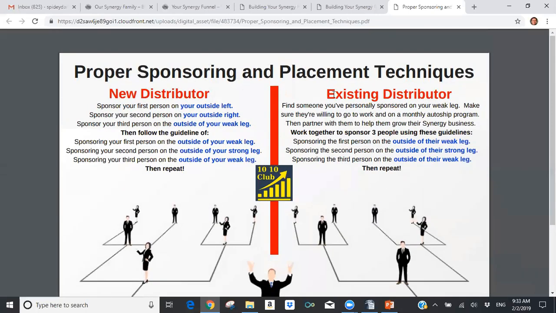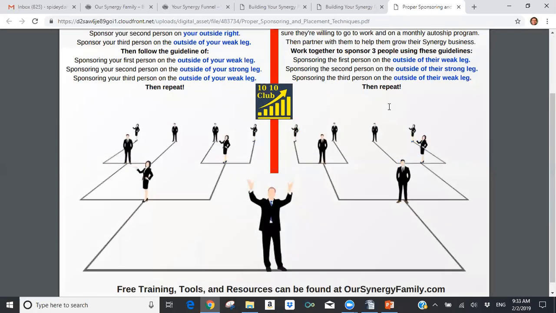For some of us, existing distributors, you might have a side, left or right, that has either significant volume every month or you have bank volume that is significant. If that's the case, then your proper sponsoring and placement technique is just slightly different. So let's use an example.